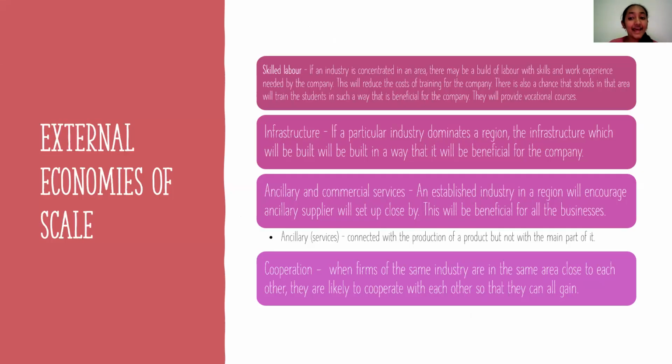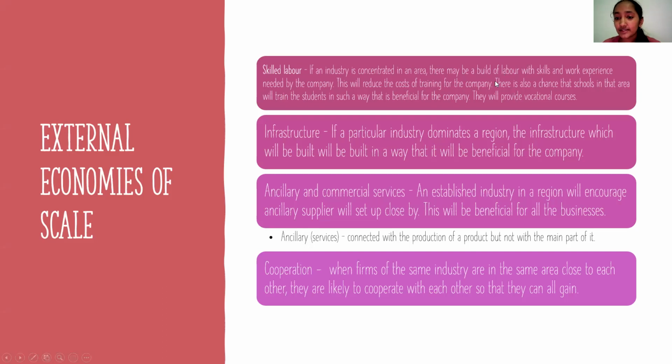Next, now comes external economies of scale. Skilled labor. If an industry is concentrated in an area, there may be a buildup of labor with the skills and work experience needed by the company. This will reduce the cost of training for the company. There is also a chance that schools in that area will train the students in such a way that it is beneficial for the company, and they might get jobs in that company. They will provide vocational courses.